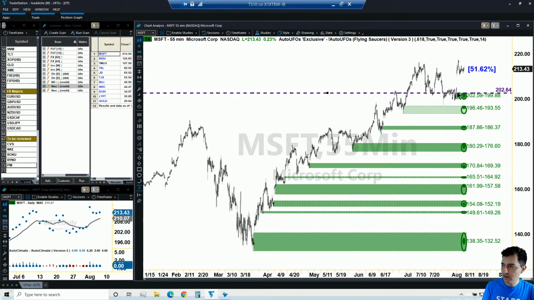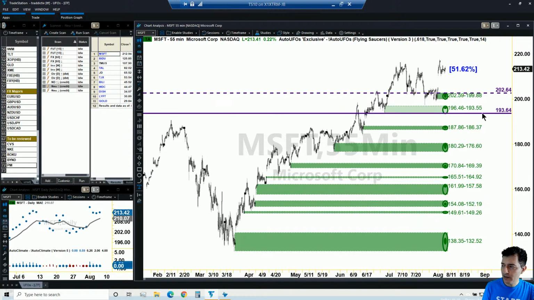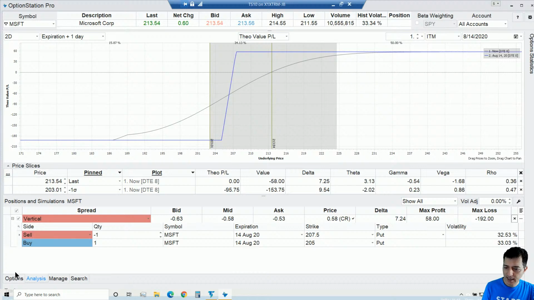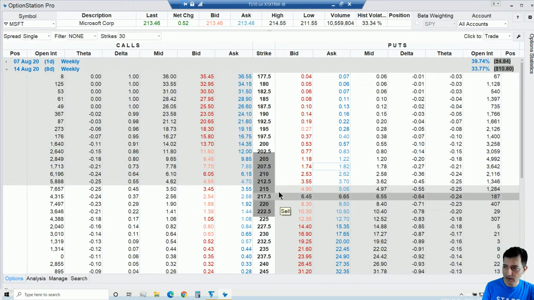So 202 point something is more or less here. And if you think about it, we have one UFO there, but remember the rule when we do non-directional trades is to always have at least two UFOs to defend yourself. So you have one and then you have two. Therefore, we are talking about the 193s. And when I look at the option chain, we don't have 193s. I believe it's going to be 192.5. Here's the 192.5.